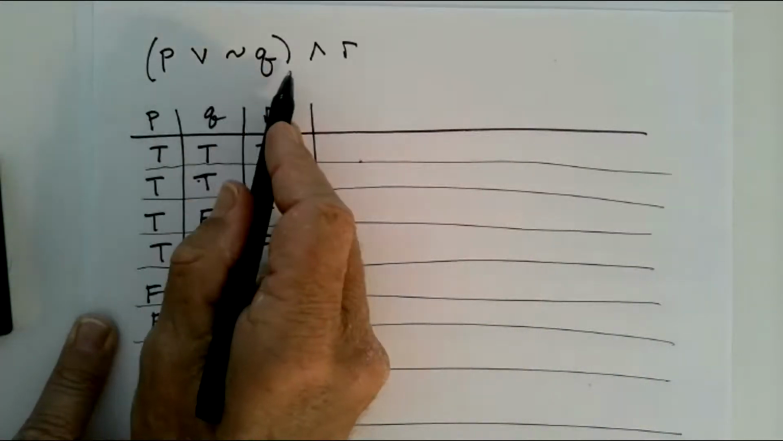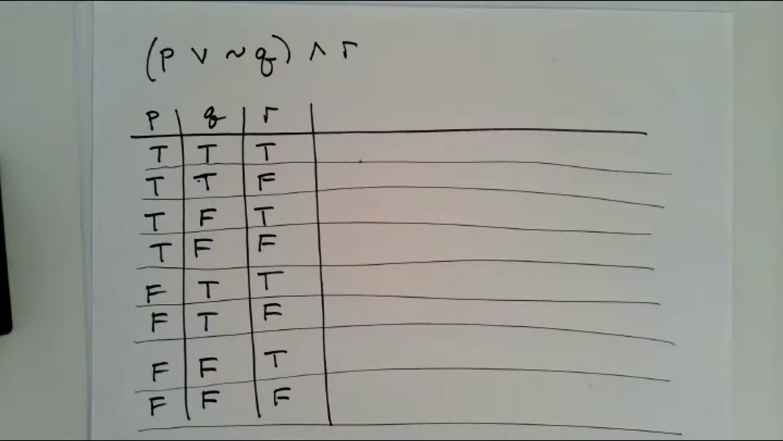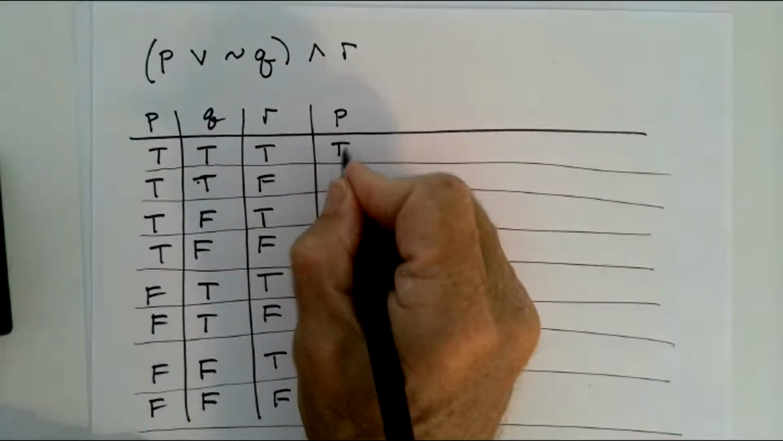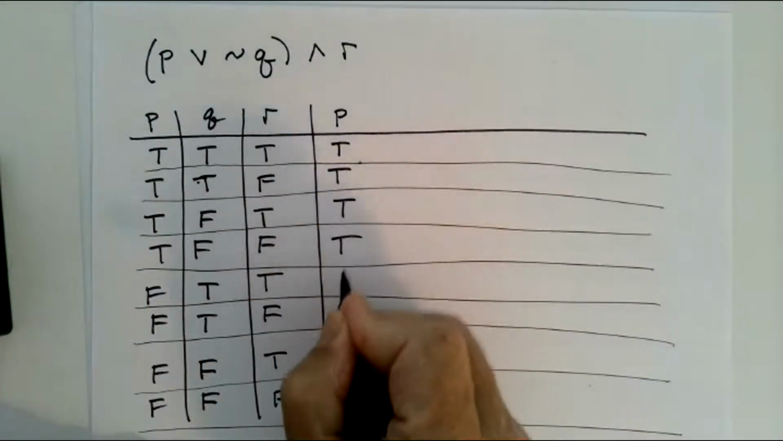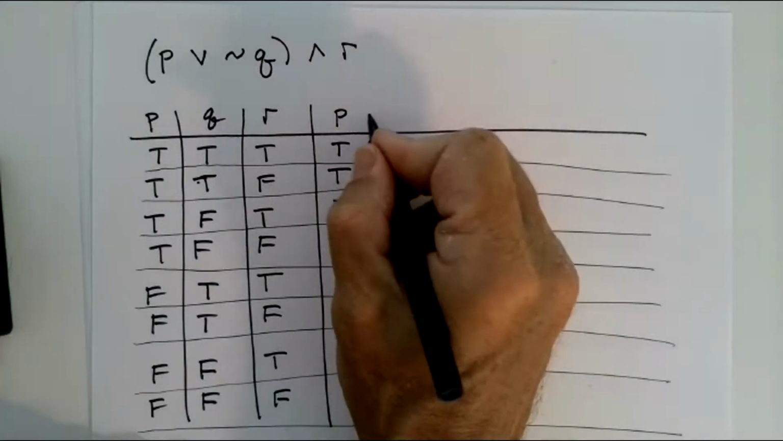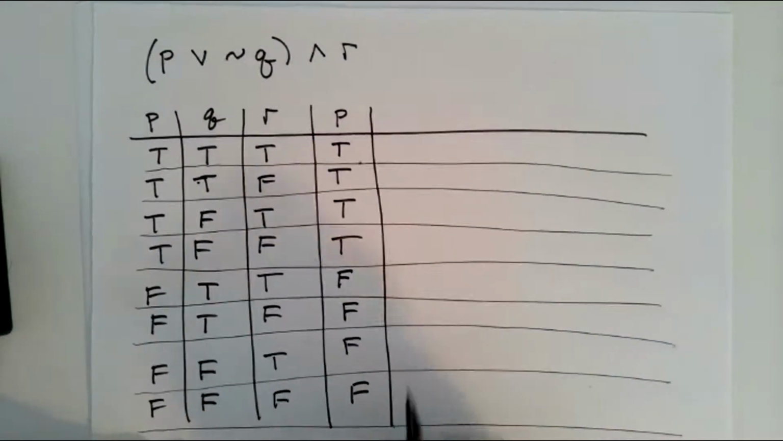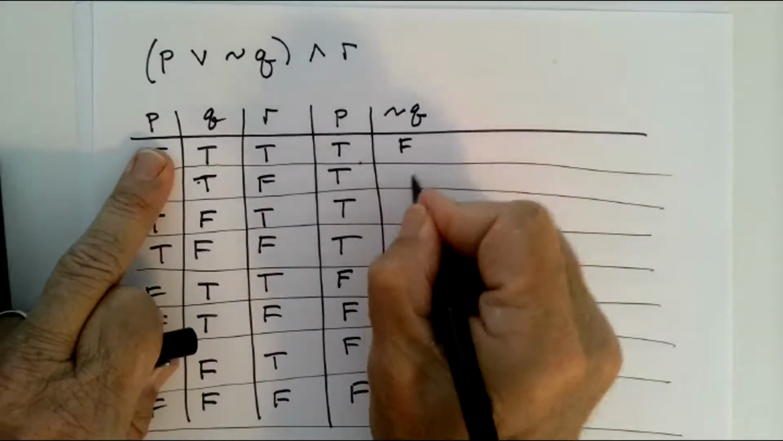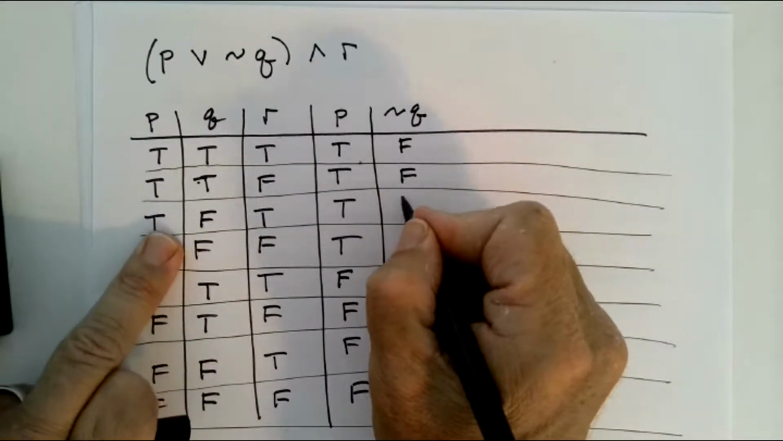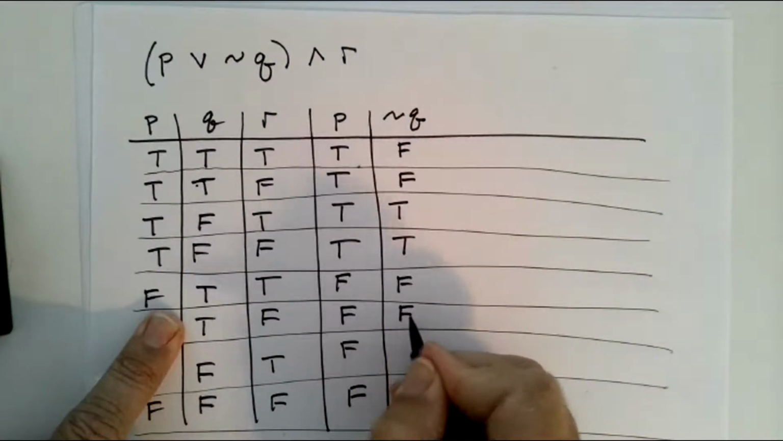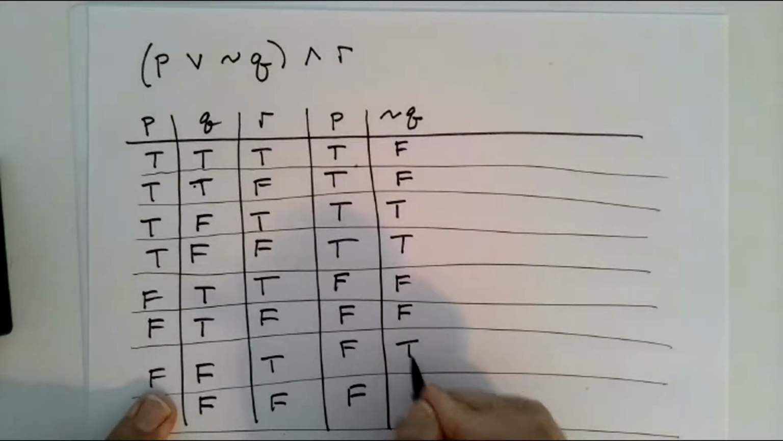I need P or not Q. I'm going to recopy the column of P because I like to have them both next to each other. There's P, 4 T's followed by 4 F's. And then how about not Q? If Q is T, not Q is false. If Q is false, not Q is true. Q is true, not Q is false. If Q is false, not Q is true.